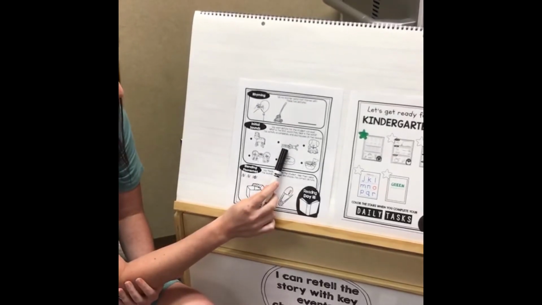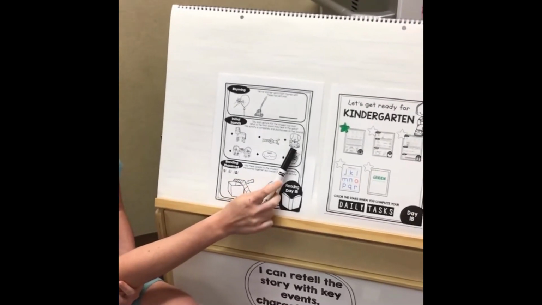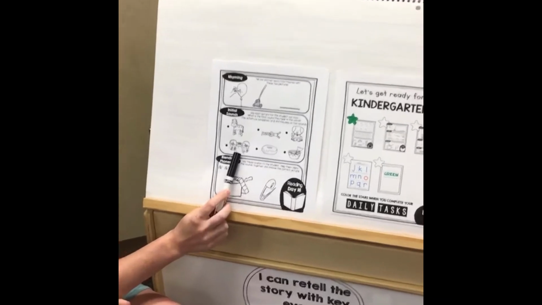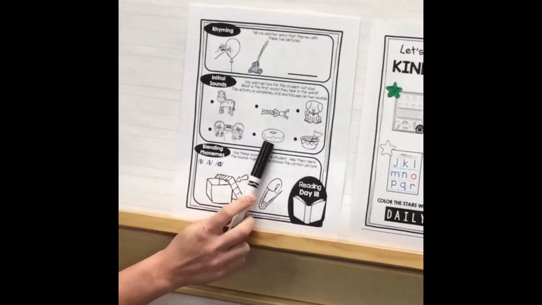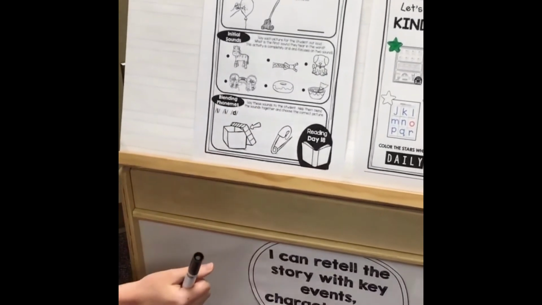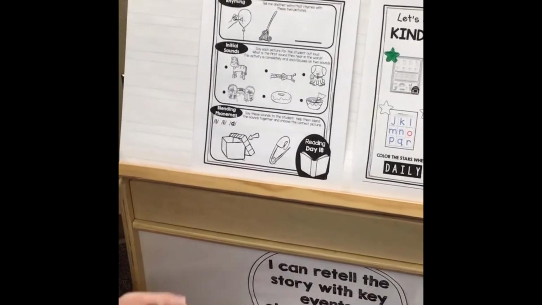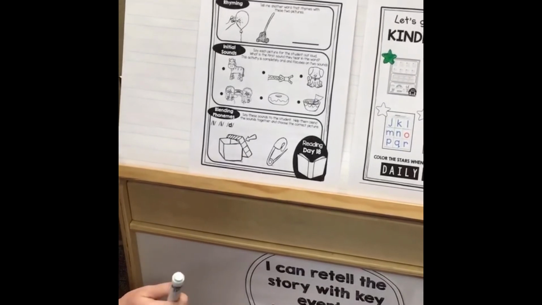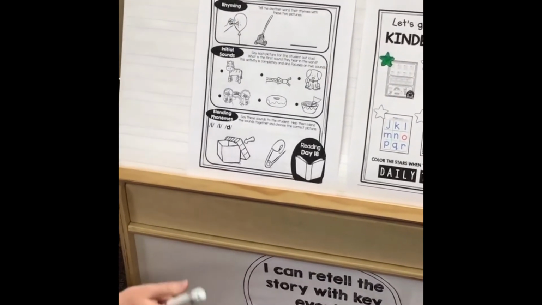So say the name of the picture, and then the child says the first sound. So this is zipper, dog, zoo, donut, dip. All right, say these sounds to the student or your child. Help them blend the sounds together and choose the correct picture.